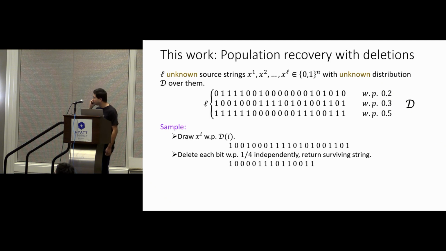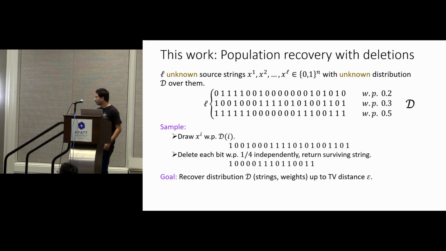By the way, the constant 1/4 is not really important. Any constant less than 1 is sort of equivalent in terms of hardness. So the goal is to get this mixture of traces from this population and to recover all the strings, at least all the strings which occur with probability at least epsilon, and the weights of the distribution up to small error, so up to total variation distance epsilon.